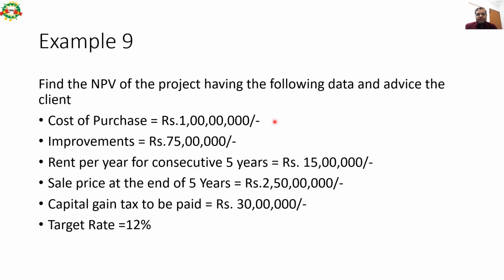So cost of purchase is 1 crore rupees, 100 lakh rupees, improvement 75 lakh rupees, rent per year for consecutive 5 years, 15 lakh rupees per year rent will be received, and sale price at the end of the 5th year is 2 crore 50 lakh rupees, and capital gain tax to be paid on the property after 5 years is 30 lakh rupees, and the target rate, which is yield or expected rate of return, is 12%.